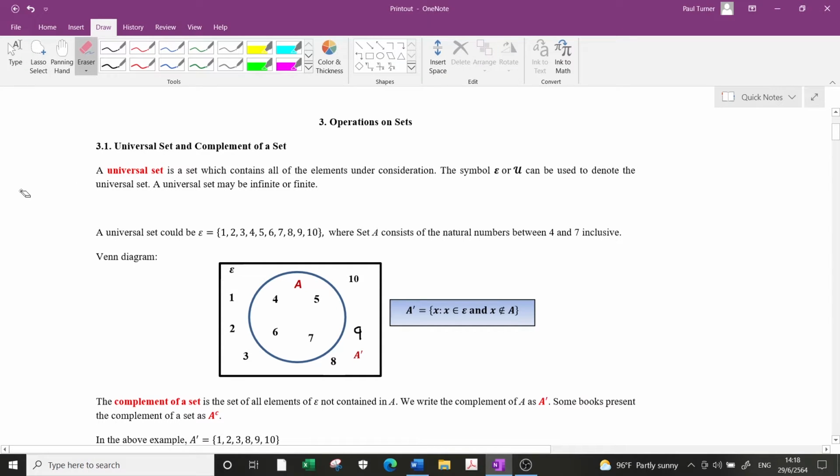Welcome back. This is the next section of work. It's on the operation of sets. And we have quite a few topics to deal with in this section, so let's get going.